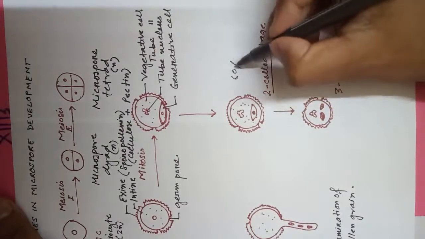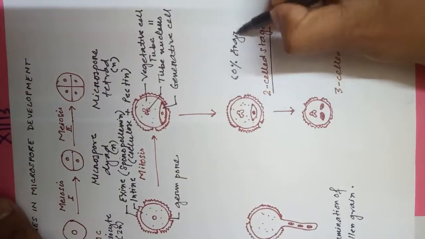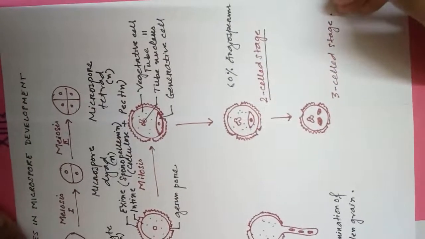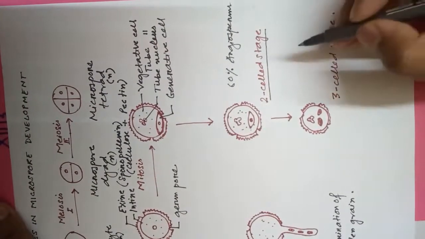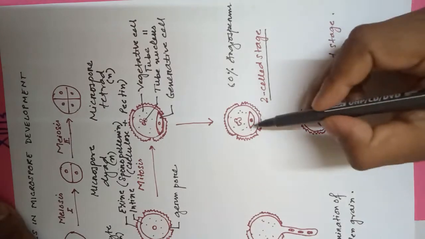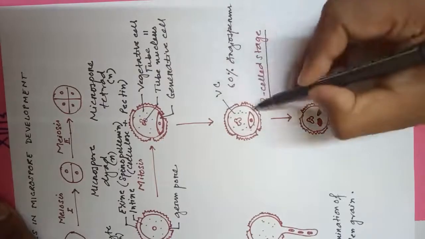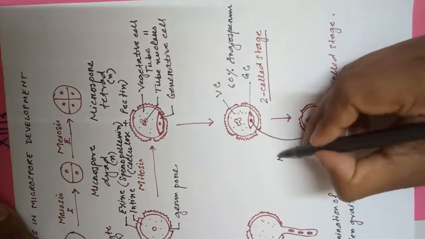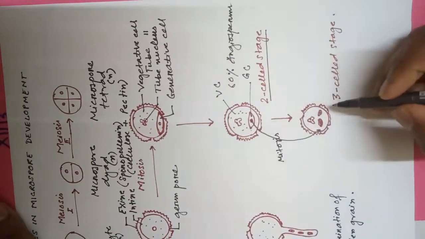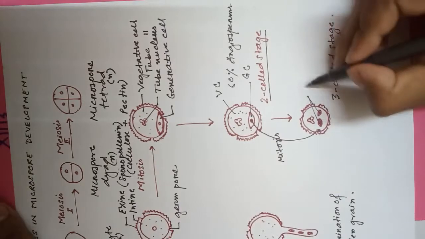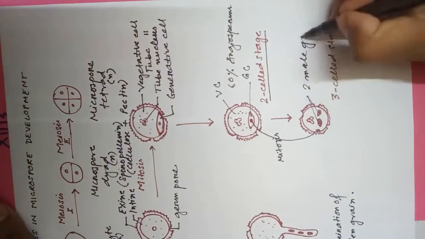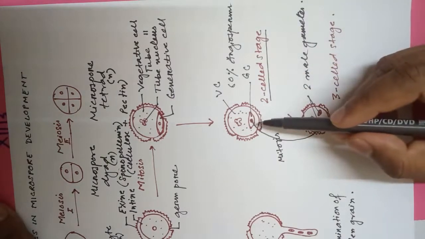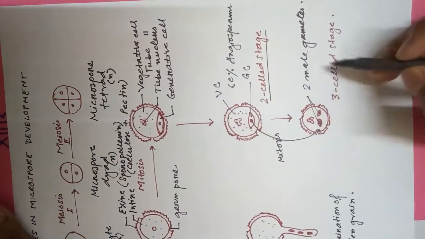In 60% of the angiosperms, pollen grains are shed at two-cell stage. But in the remaining 40% of angiosperms, what happens? This is the vegetative cell and this small one is the generative cell. This generative cell will undergo mitosis once again, and this will form two male gametes. So these two are the male gametes. Only the generative cell will undergo mitosis and lead to the formation of two male gametes.